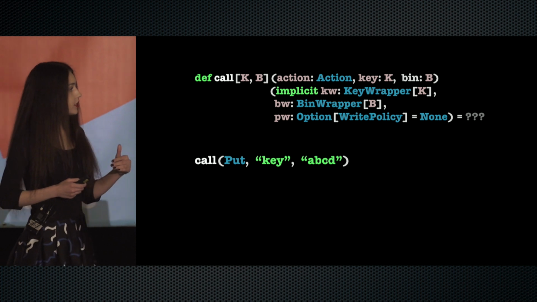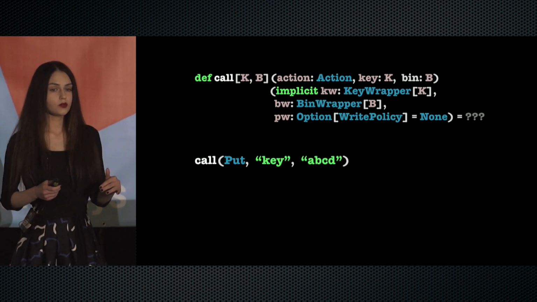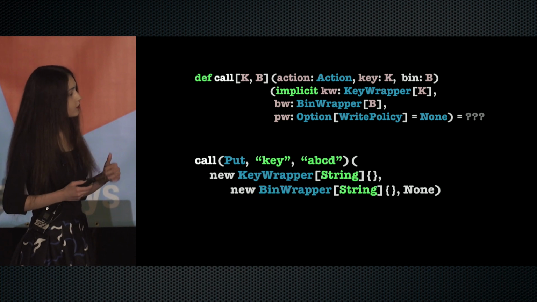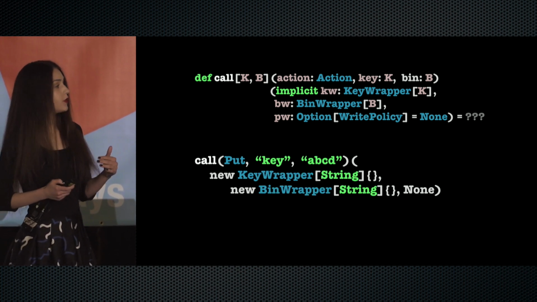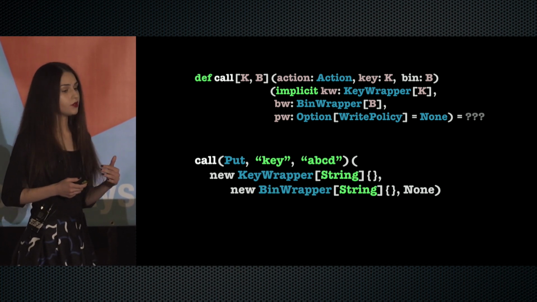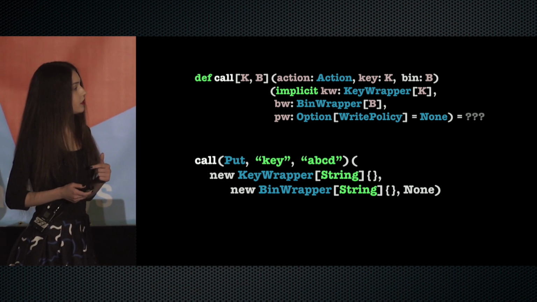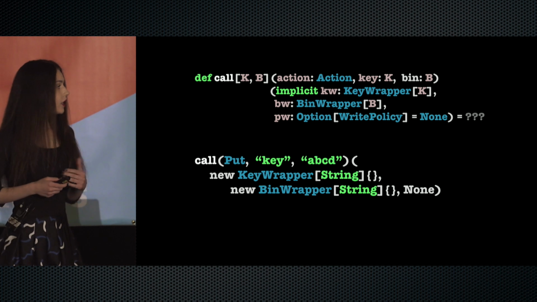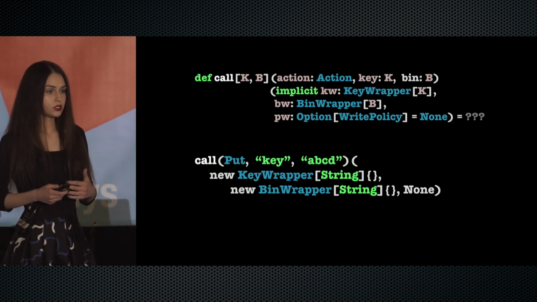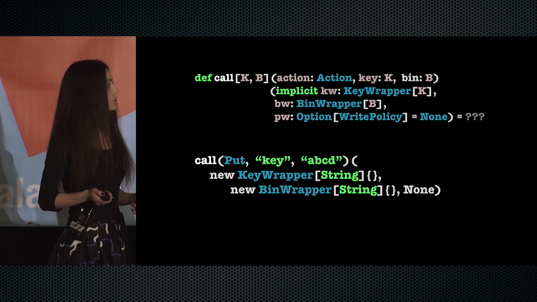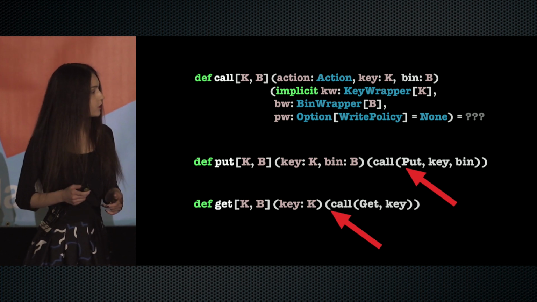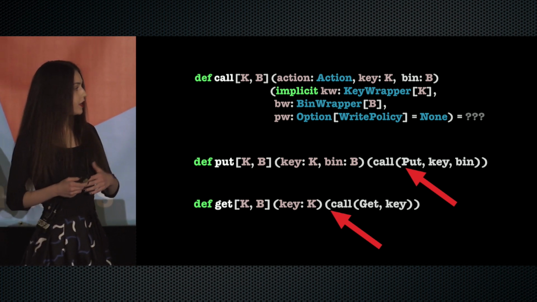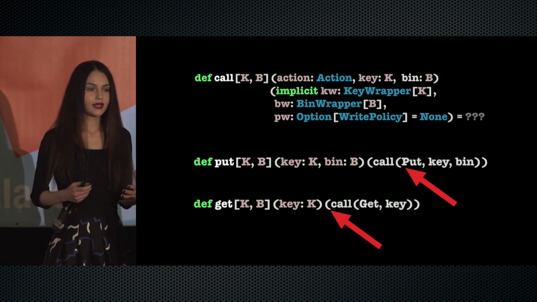Let's call the function that will put one string value with a string key into storage. What actually happens here is that values of wrappers of type string will appear in their places. It means that they happen to be in the scope. Otherwise, you will have an exception which says that implicits are missing. And now we can define put and get functions with that smart function to make our API more concise.